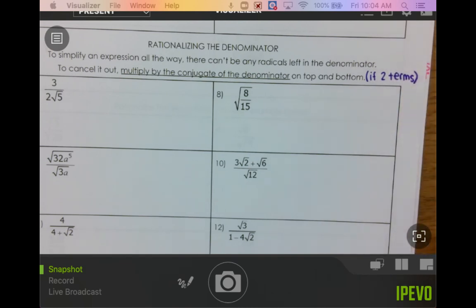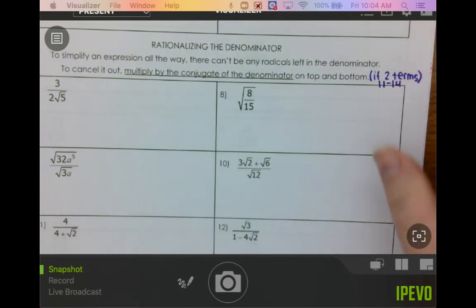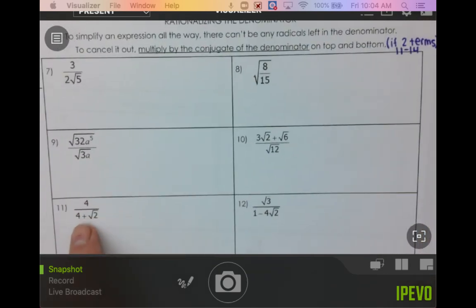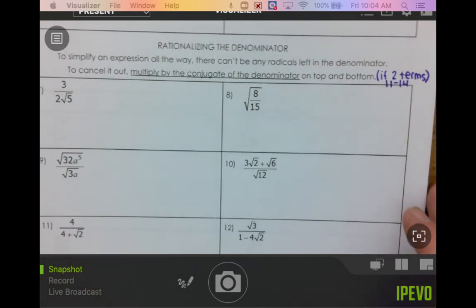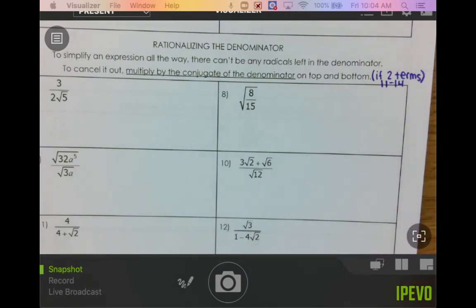So, for instance, on 11 through 14 on the notes, you'll notice that it goes from having one thing down here to having two things down here. That's when you're going to use that. I'm going to explain 7 through 10, and I think it'll be a little bit easier for 7 through 10.